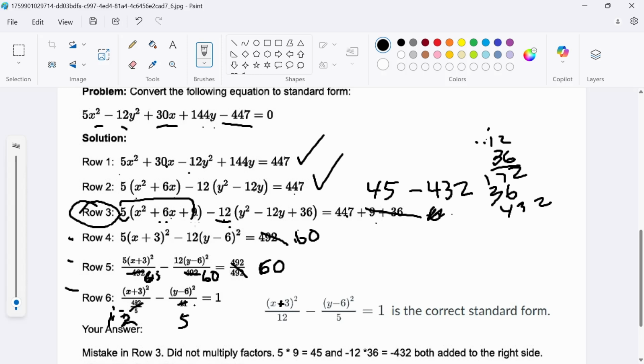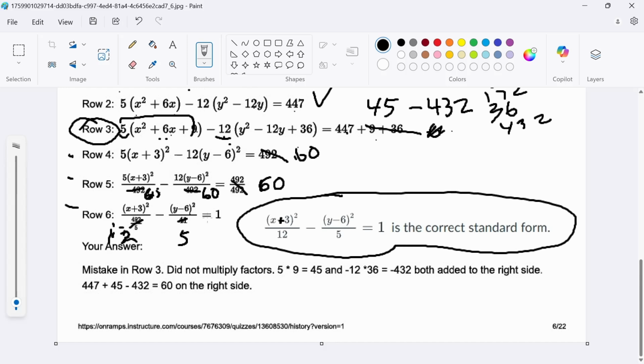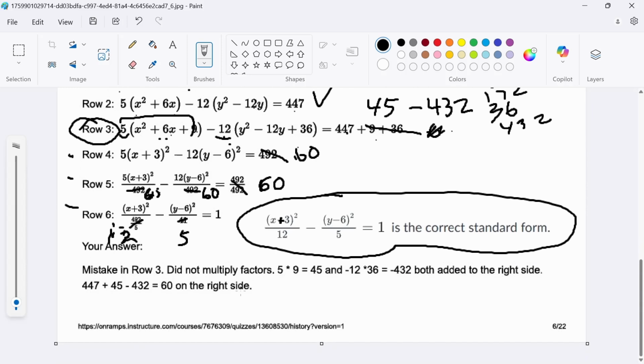I should have added 45 and subtracted 432, and then the final answer is going to be x plus 3 squared over 12 minus y minus 6 squared over 5 equals 1. That's the correct standard form, and that's what it asks for. On what row does it occur originally? That's row 3. What is the correct standard form? There it is. Don't have to do the work.